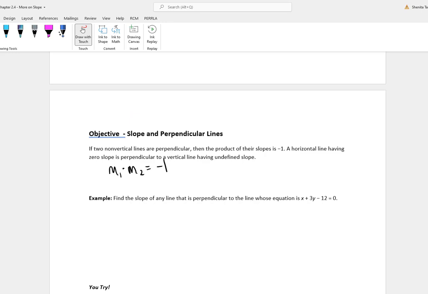So if you look at the next part, a horizontal line that intersects with a vertical line, those are perpendicular. So if you draw it, this is your vertical line, this is your horizontal line. When two lines are perpendicular, they form a 90-degree angle. So that's what you get here. I got this little box here that indicates 90 degrees.